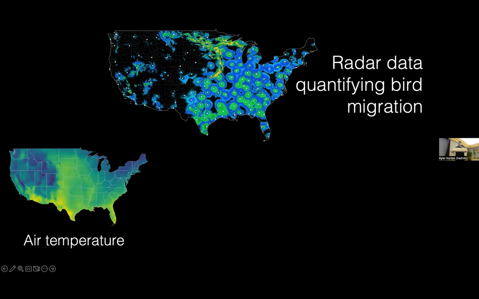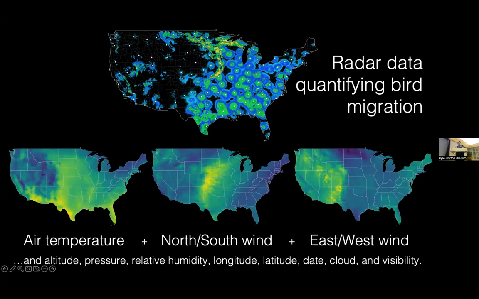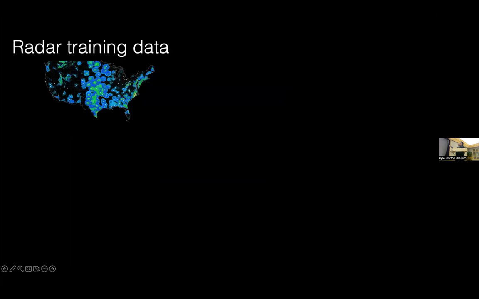So we can add in predictors like this that match up with the radar data, okay? And then we can add lots of predictors these days, right? We have computing power to not be limited to three variables, but we can sometimes use dozens of variables at this point. So things like barometric pressure or humidity or cloud cover or the amount of visibility in the atmosphere at night. So we took this approach, we grabbed all these predictors, we linked them up with these radar data. So we call this our training data, right?